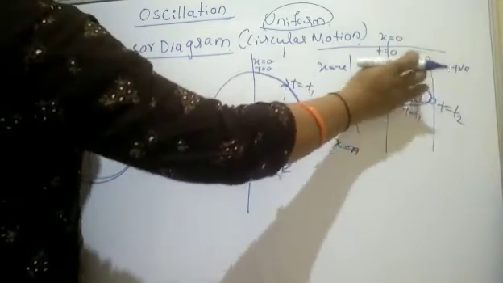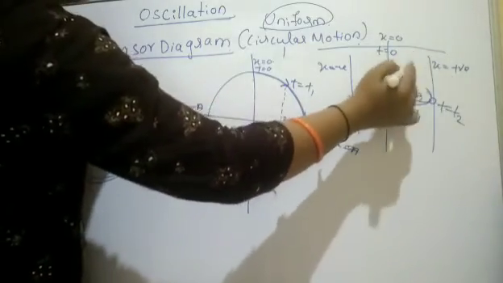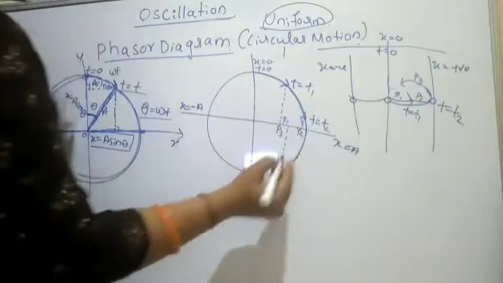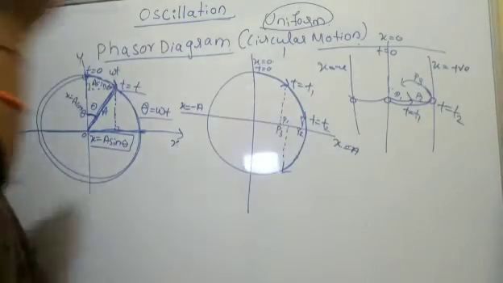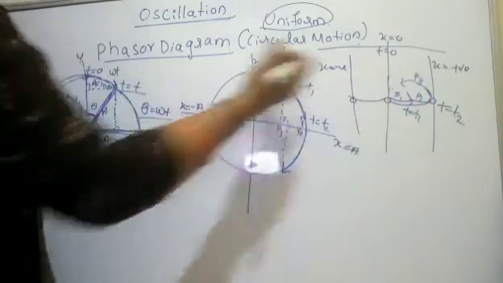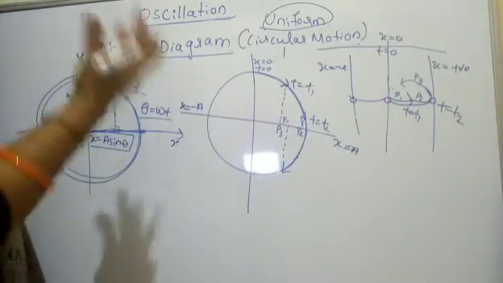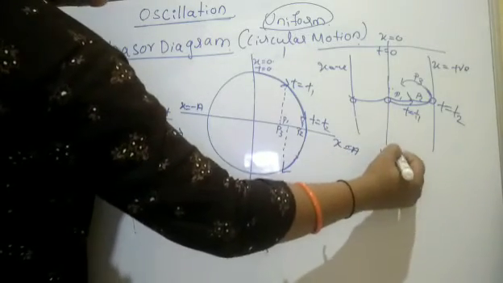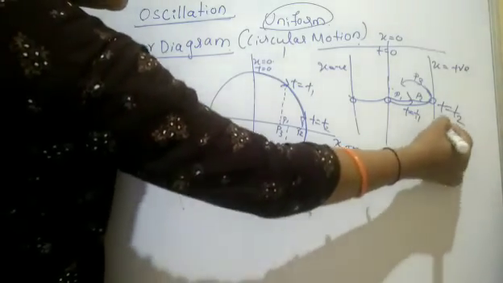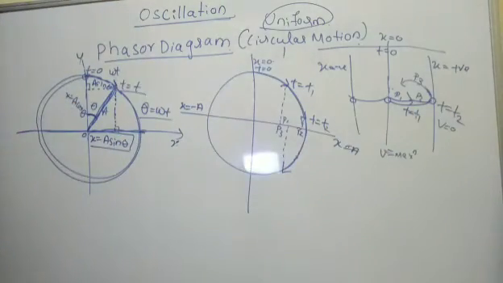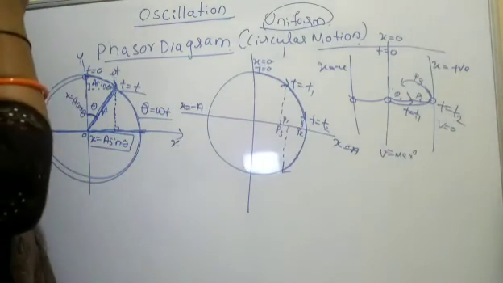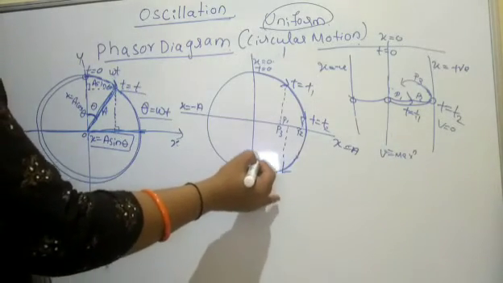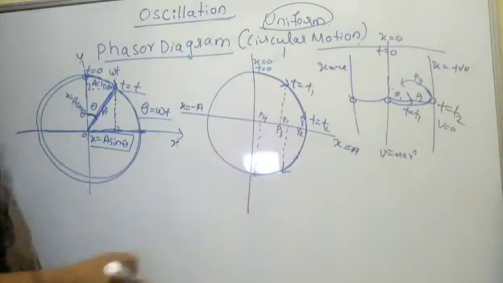This part means it's going to reduce its speed, or the velocity, where velocity is a maximum at the mean position and velocity is 0 at the extreme position. That we know already; in the previous class we have already discussed. So again it is moving towards this point. Draw the projection here. I will call it P4.